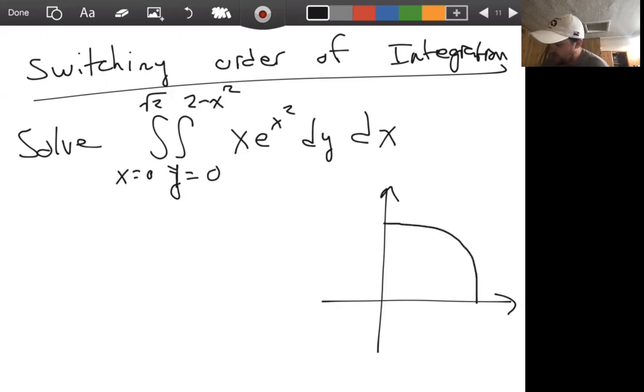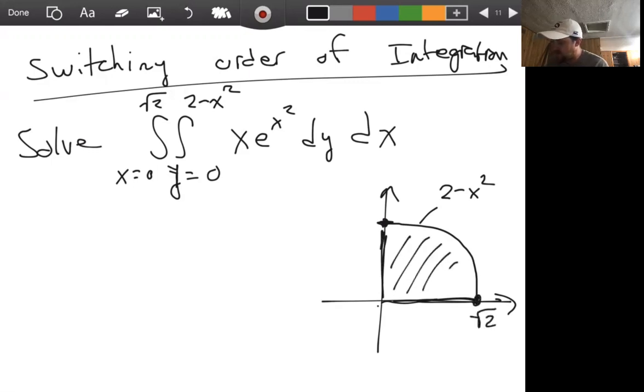So what do we have? We have the function 2 minus x squared, right? This is a parabola that opens downward with a y-intercept of 2. And we're bounded between this and y equals 0. And then we're bounded between x equals 0 and x equals root 2. So this point's root 2 here. And so this is our region here.